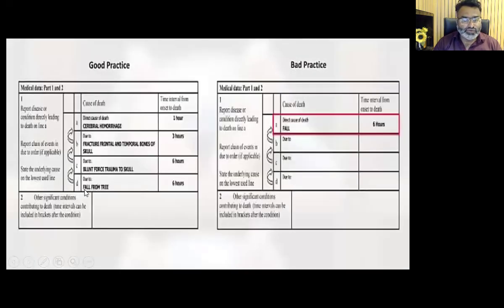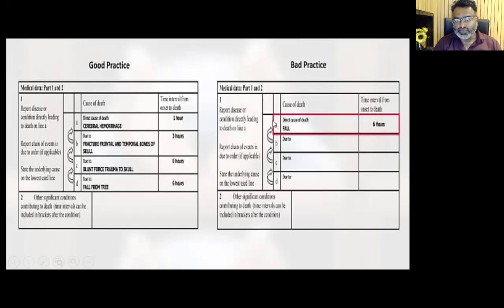Here, look at this: fall from a tree. A person had a fall from tree, had blunt force trauma to the skull, and because of which there was a fracture of the frontal and temporal bones of the skull, and there was cerebral hemorrhage because of this, and patient died because of cerebral hemorrhage. So, what is the immediate cause of death? Cerebral hemorrhage. And why that occurred? Because there was a fracture of the skull. And why that happened? Because there was blunt force trauma to the skull. And why that happened? Because he fell from a tree.